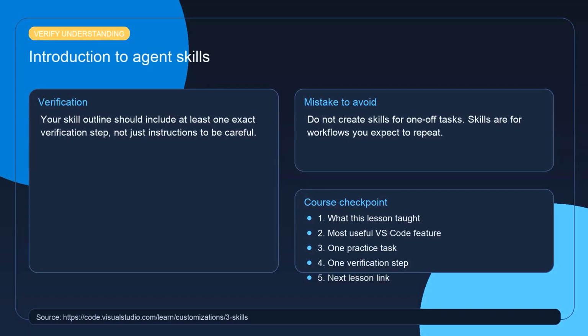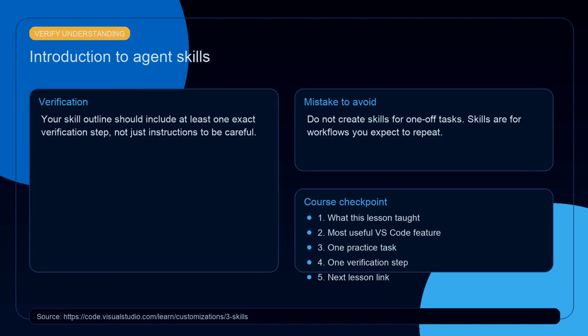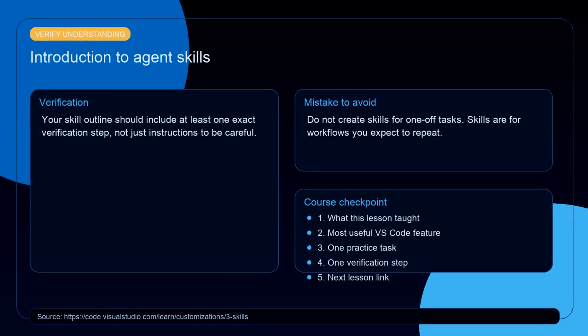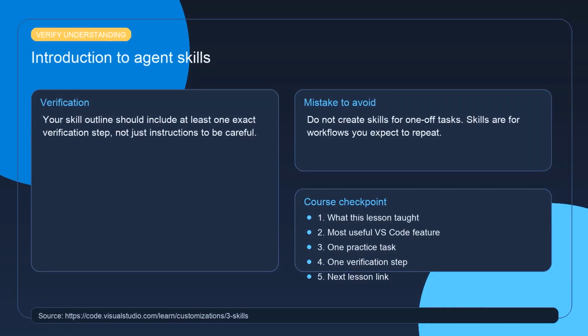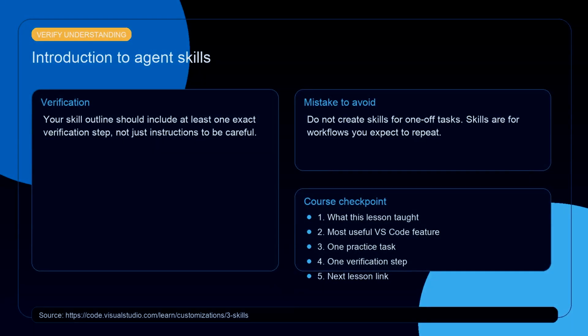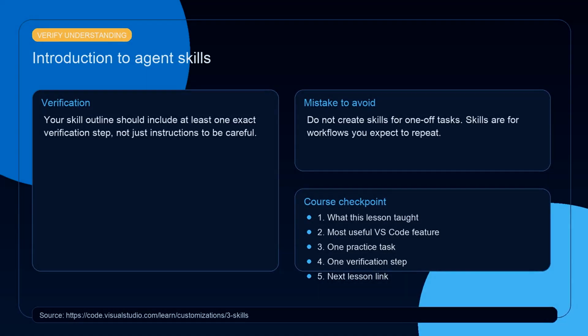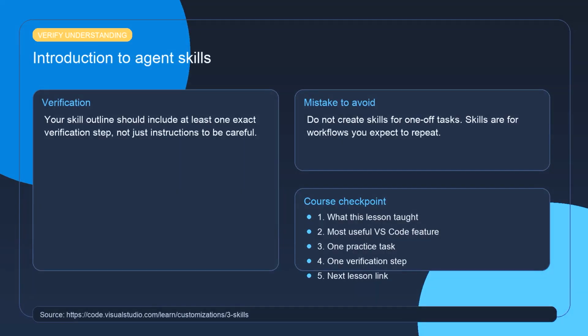The mistake to avoid: do not create skills for one-off tasks. Skills are for workflows you expect to repeat. The 3 takeaways are: skills are procedural playbooks. They can include scripts and resources, and good skills end with verification.